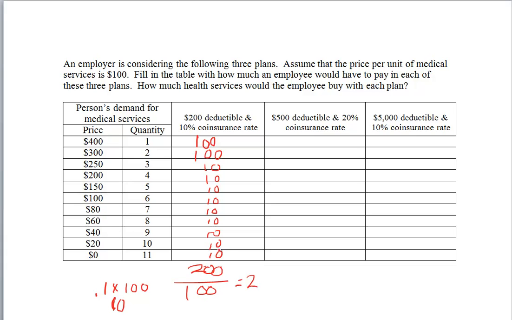This person has to pay $10. They're not willing to pay anything. Don't do it. So it looks like they're going to stop right there. They're going to buy 10 units of health care. And a lot of it's because of the lower price.